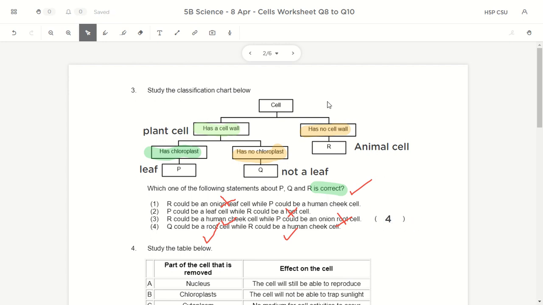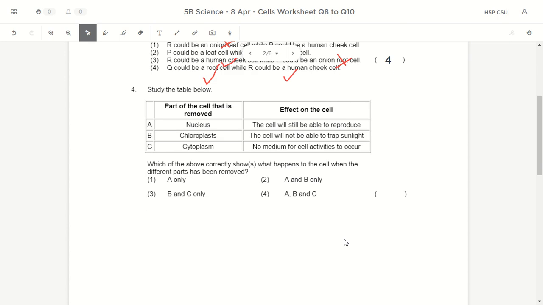So you always understand the diagram followed by considering the options. If it's correct, why? If it's wrong, why? Right? So now let's go on to question 4. Okay, I have 3 parts that I remove. Each part when I remove, I tell you the effect. So for A, I remove away the nucleus. This is the effect. B, remove away the chloroplast. This is the effect. C, remove the cytoplasm. This is the effect. So let's look at each effect first before we look at the question.